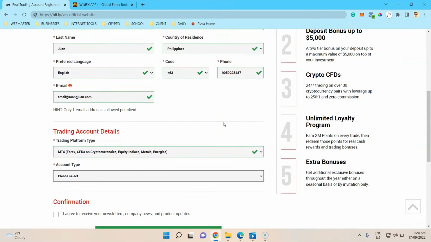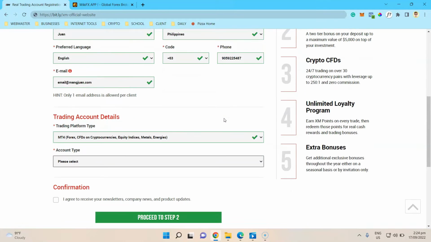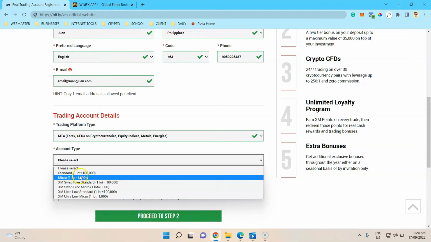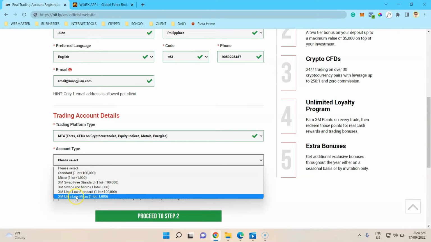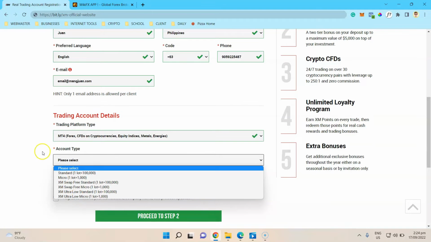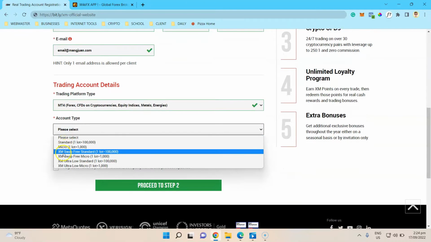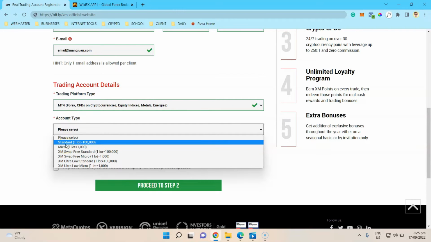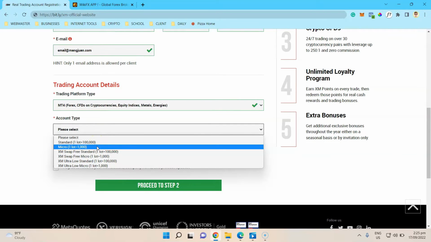Alright, so there are just 4 account types that I would suggest you choose from, which are the standard account, micro account, ultra low standard, and ultra low micro account. The only difference between a standard and micro account is the volume that you can trade per lot. As you can see here, the standard 1 lot is equal to 100,000 in volume. Let's just say 100,000 euros. And the micro account, on the other hand, has just 1,000 volume every lot.